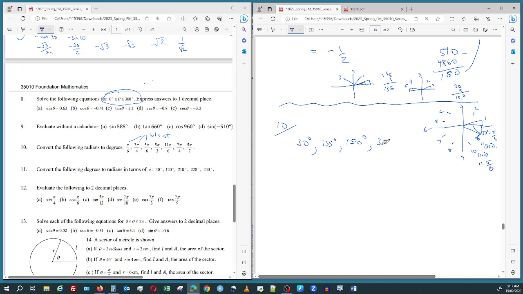So the angle is 330, 11 lots of pi on 6, you must do it this way, okay? Don't worry about anything else, just follow this. Now, 7 lots of pi on 4.